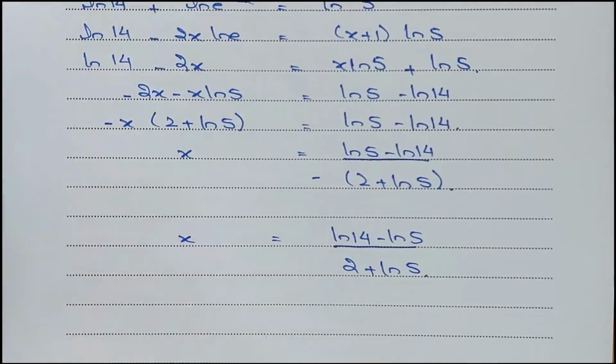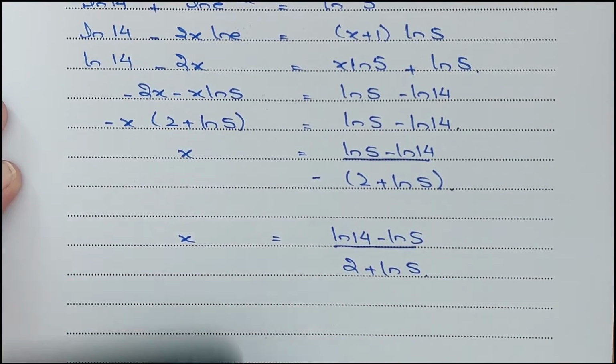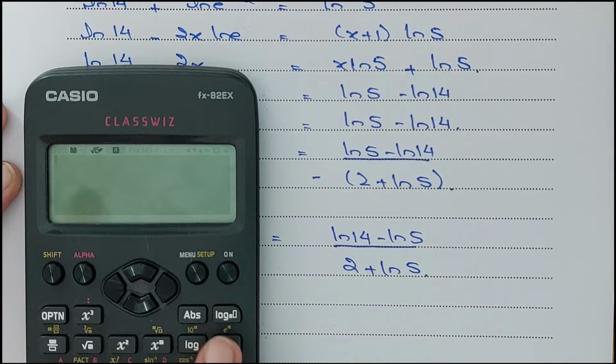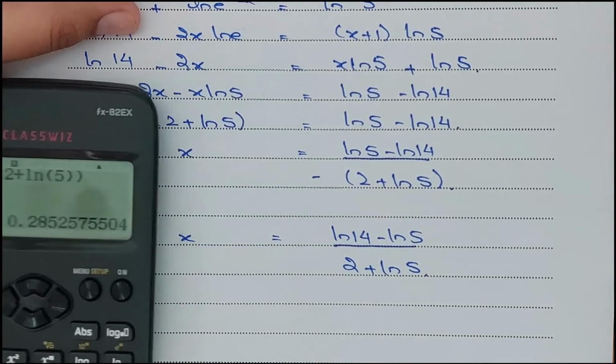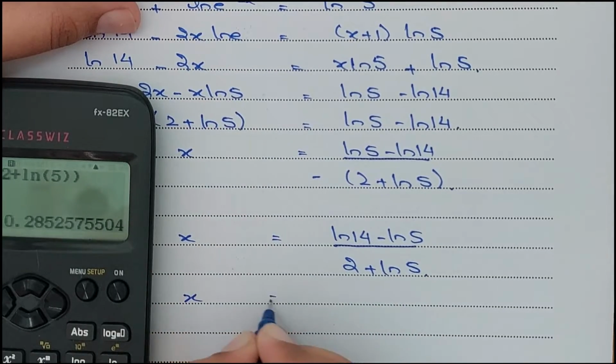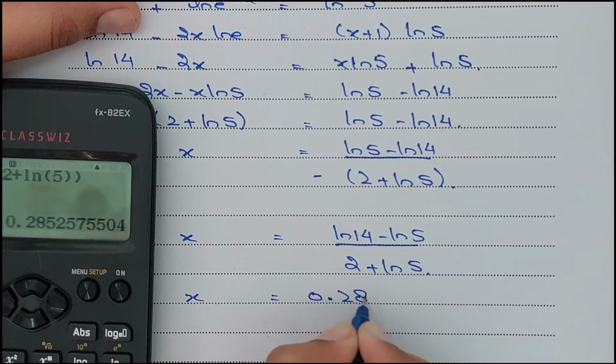Let me solve this and find the value of x up to 3 significant figures. We have (ln 14 minus ln 5) divided by (2 plus ln 5), which is 0.285 up to 3 significant figures. Yes, x would be equal to 0.285.